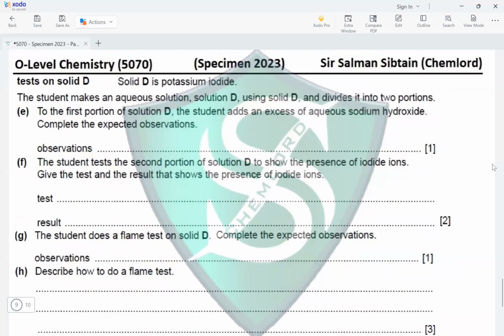Next, test on solid D. Solid D is potassium iodide. The student makes an aqueous solution D using solid D and divides it into two portions. To the first portion of solution D, the student adds an excess of aqueous sodium hydroxide. Complete the expected observation. So when sodium hydroxide is added to potassium iodide, there is no visible observation with potassium or any visible observation with iodide ion. So no visible observations here.